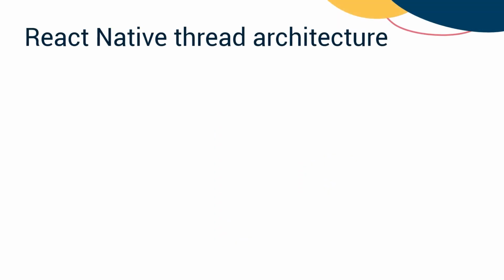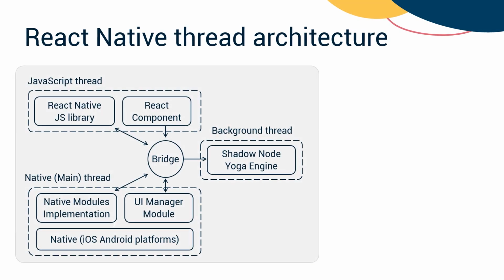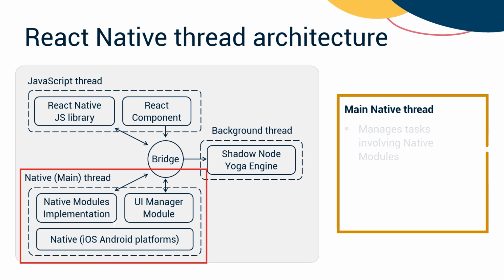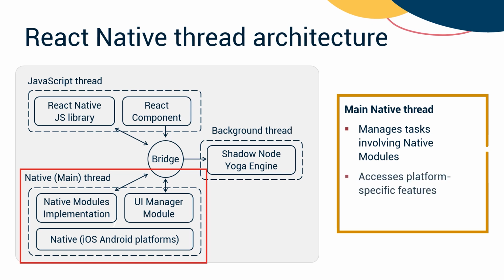Next, let's learn about React Native's thread architecture, which is key to your application's efficient performance. The first thread is the main native thread. This thread manages tasks involving native modules, which are pieces of code written in languages like Java, Swift, or Objective-C. These modules access platform-specific features, like the camera or GPS. Having a dedicated thread for these operations ensures that native operations run alongside the JavaScript code without slowing down the rest of the app.